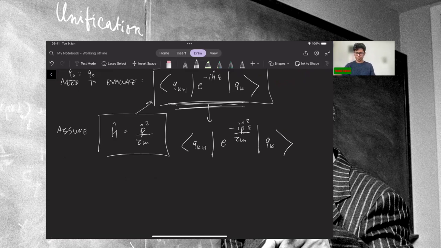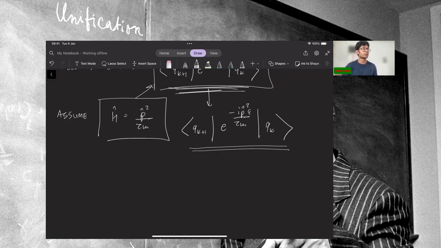Okay, so now we need to do this calculation, and this is really just a basic quantum mechanics calculation. Let me remind you how to do this. This is the momentum and this is the position, so they don't commute. But what is the inner product of these two? If I have a position eigenstate and a momentum eigenstate, their inner product is e to the i q p.